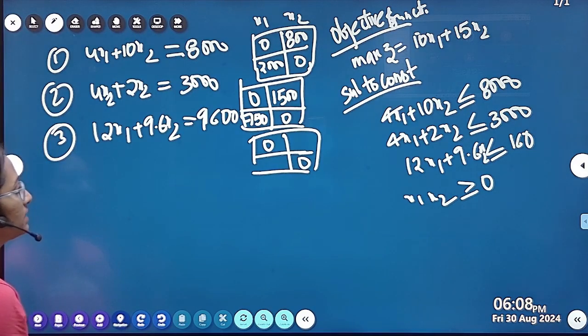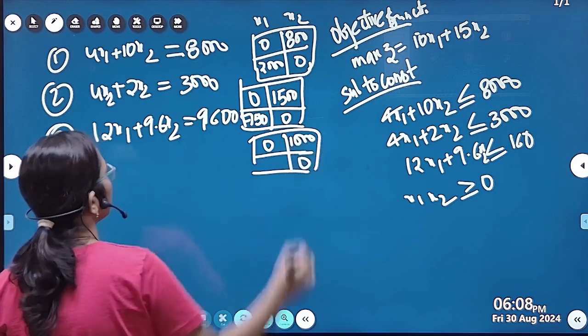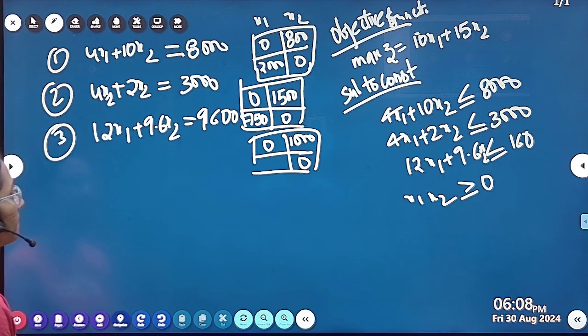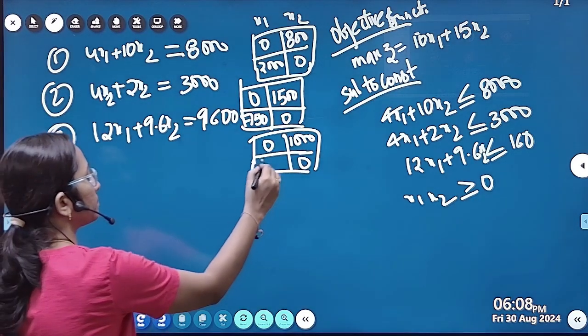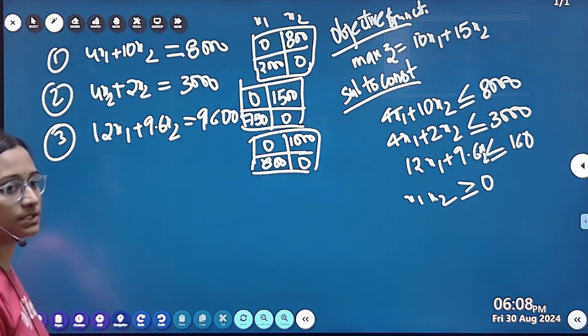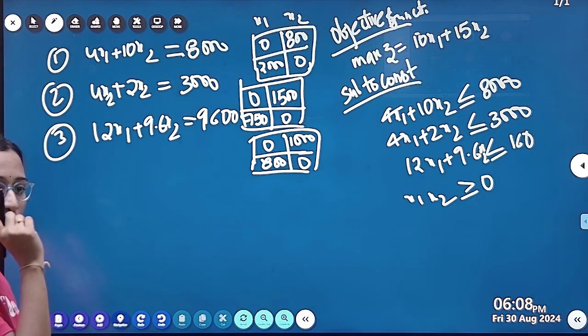Okay, next, tell me: 9600 divided by 9.6, 1000. So next, let us take x2 as 0: 800. So these are the x1 and x2 values we have. Okay, is everyone clear till here?